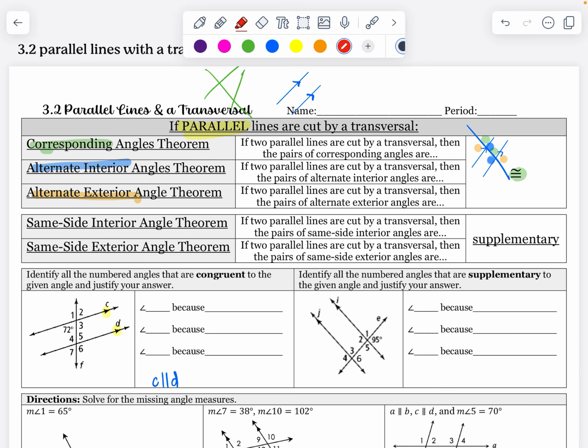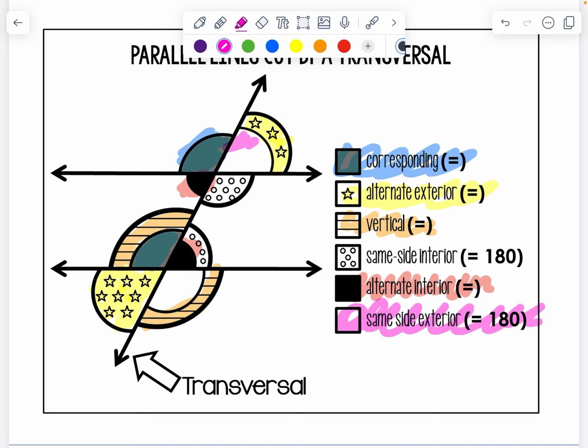Now we also have same side interior and exterior. Same side is supplementary, okay? So we got this and this. These are parallel lines cut by a transversal. So if they're same side interior, let's do that in purple. Same side interior, like you and you, are going to add to 180. Or you and you, right? And then if you're same side exterior, you're going to add to 180 as well. They are supplementary angles. Same side exterior would be this guy and this guy. And then same side interior is going to be this guy and this guy.